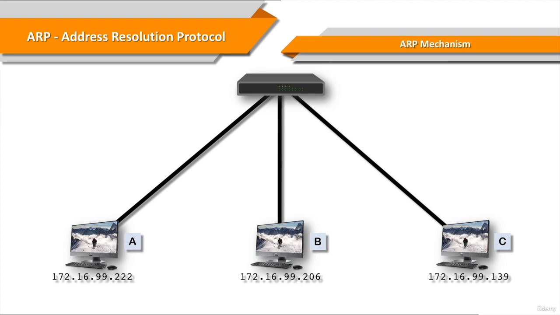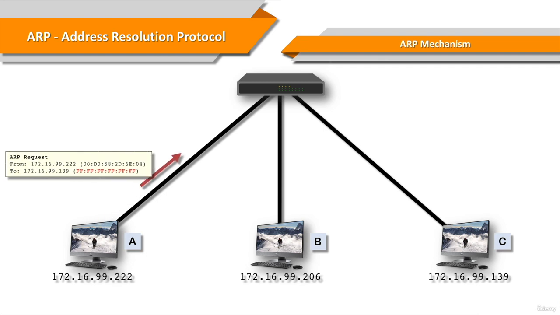Address Resolution Protocol, ARP, is a network layer protocol used for mapping a network address such as an IPv4 address to a physical address such as a MAC address. To simulate how the ARP mechanism works, we have a small network in the slide, a switch on top, and 3 computers connected to it.